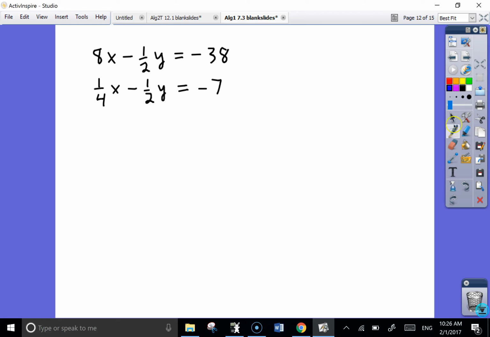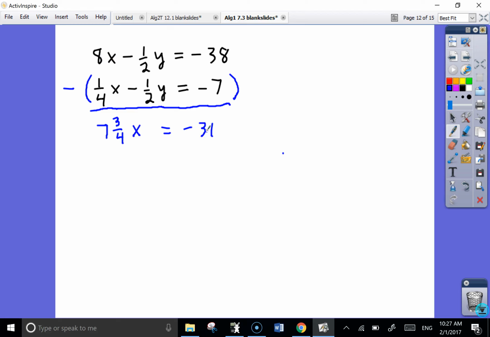As it is, the y terms, if we subtract these 2 equations, the y terms are going to cancel. So we'll just do that and deal with the fractions. 8x minus 1/4 x would be 7 3/4 x. Negative 1/2 y minus negative 1/2 y cancels. And negative 38 minus negative 7, right?